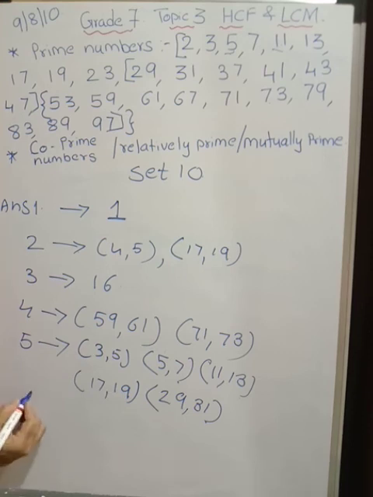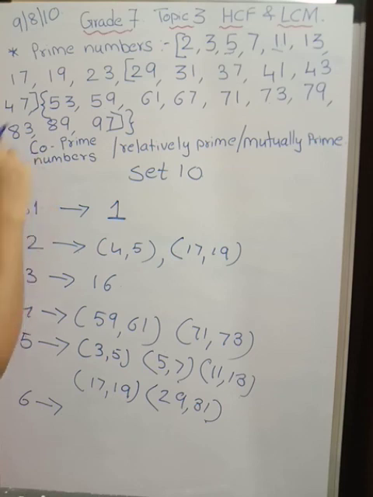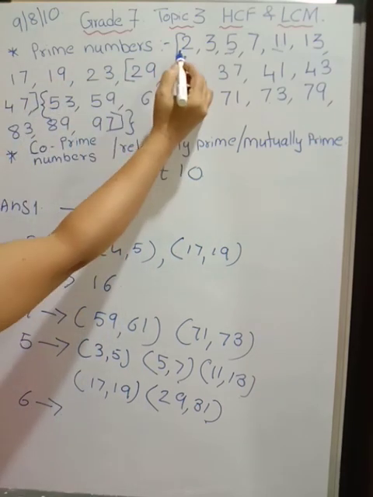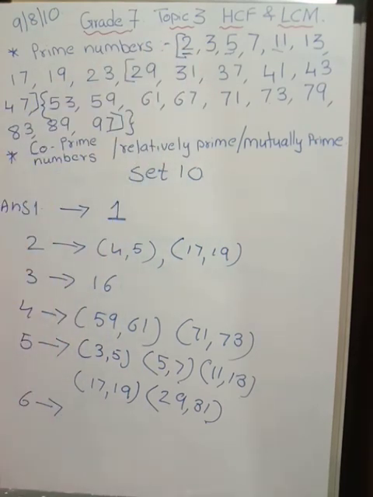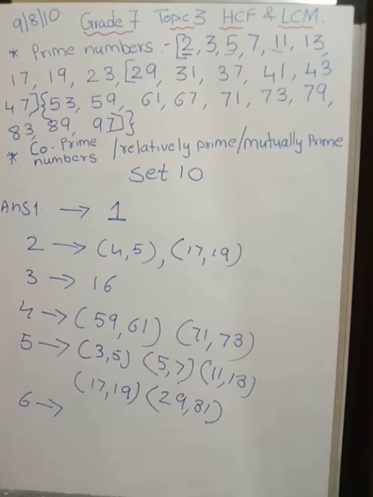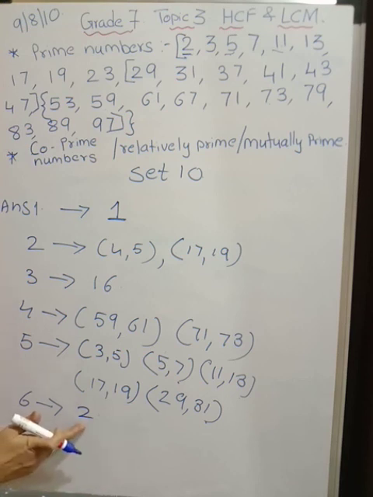Now see answer 6. What is question 6 they have asked? Which are the even prime numbers? Now look at this. An even number is always divisible by 2. So if you look at all the numbers, 2 is the only even prime number. So for the sixth answer, please remember this also: 2 is the only even prime number. Many times it is asked in multiple choice questions.